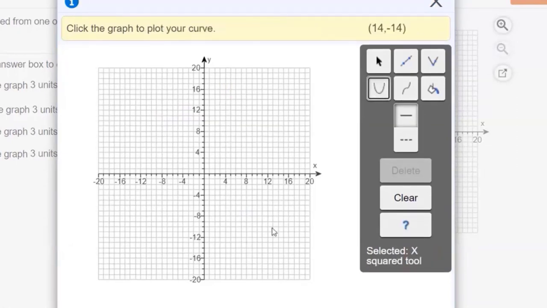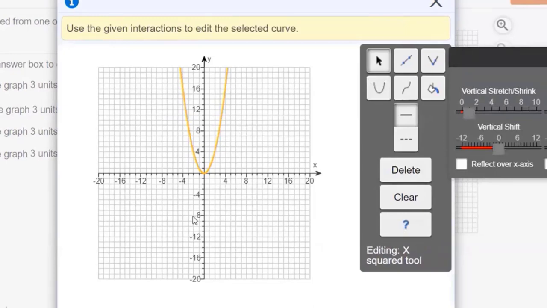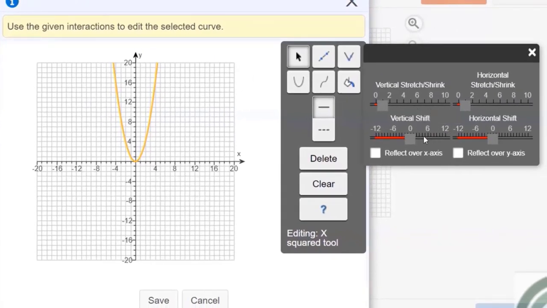I click here. It's not going to matter where I click. I'm going to get the basic y equals x squared graph. Now over here is where I choose what the different transformations are. All right, well, I know that I'm going to the left 3 units. That's a horizontal shift. Here's the horizontal shift down here. You have a slider box, and it tells you where you are. We need to go to -3. Okay. Now see how that moved my graph over.